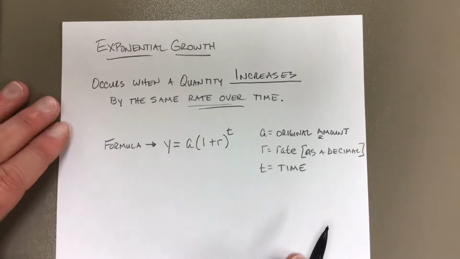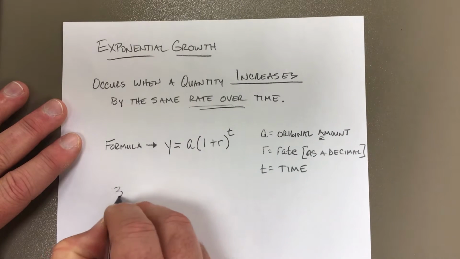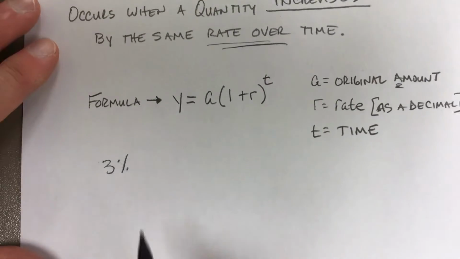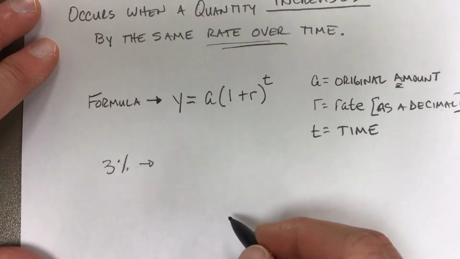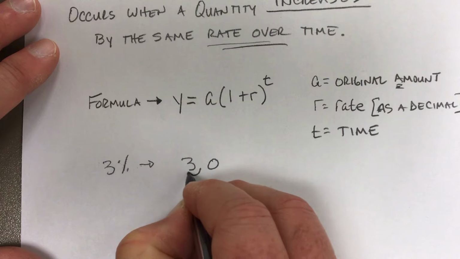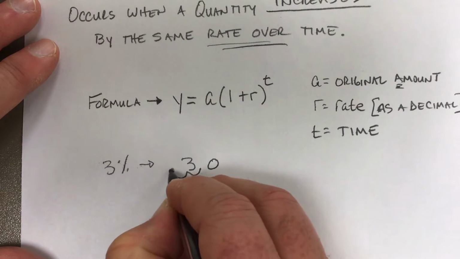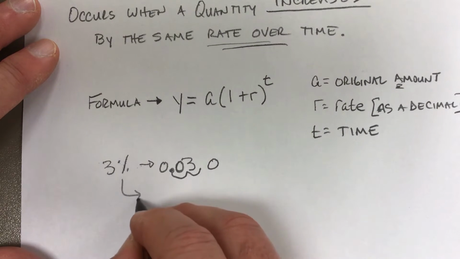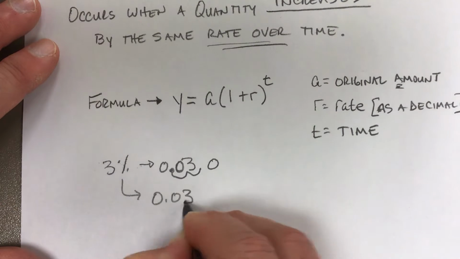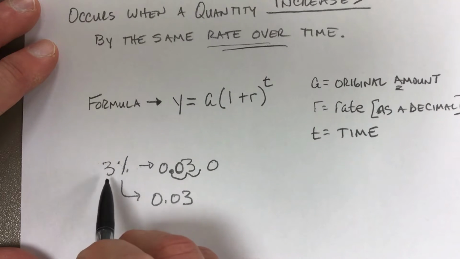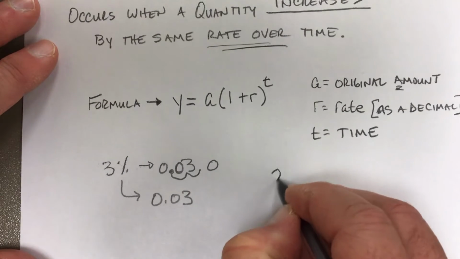You have to know a couple things about that. If they give us 3%, remember that to write it as a decimal, we have to move the decimal to the left twice. So 3% is really 3.0. Moving it this way, we have to fill in the 0. So 3% as a decimal is 0.03. Most of the time they're going to give us a whole number here.